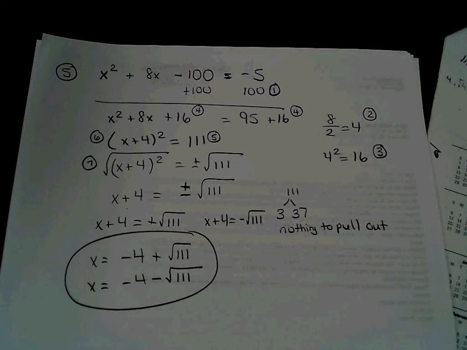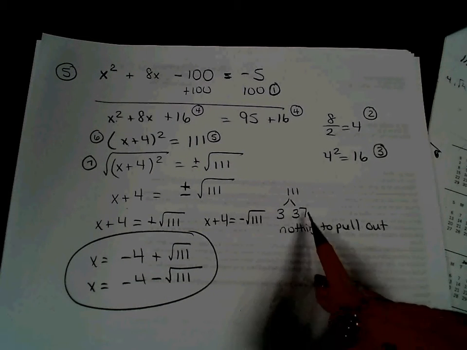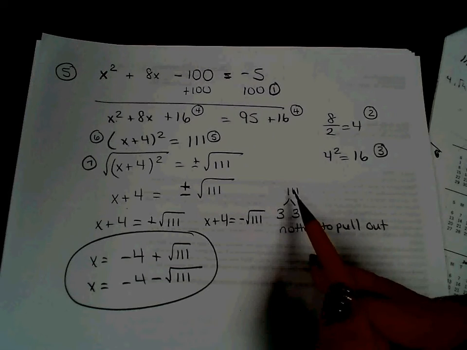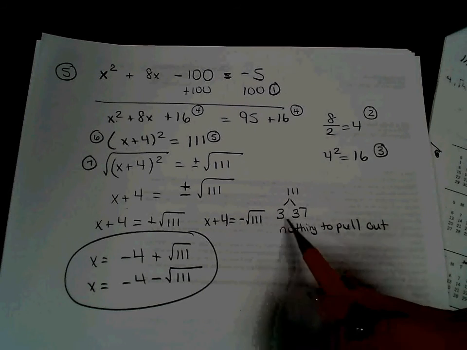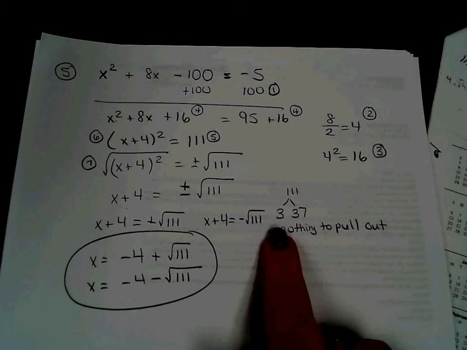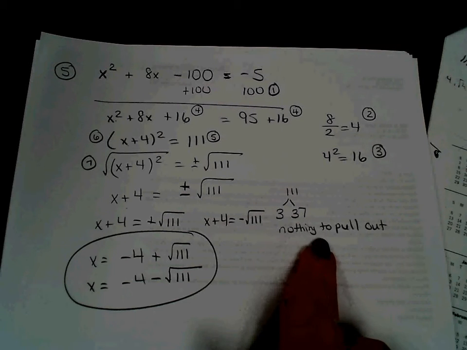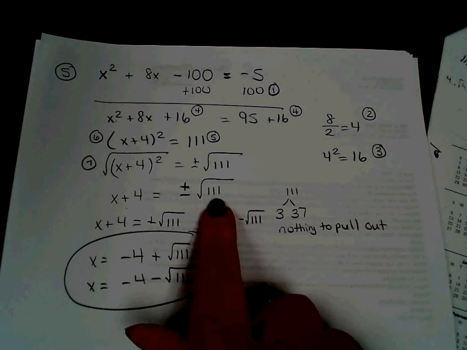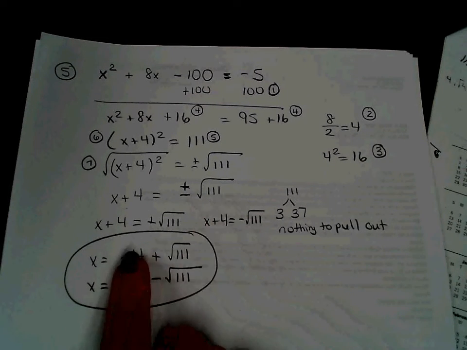Okay. Now, I knew that 111 was divisible by 3 because 1 plus 1 plus 1 is 3, and 3 goes into 3. So I factored it, and it was 3 times 37. So there's nothing to pull out. I have to leave it the square root of 111. So I write my two baby equations.